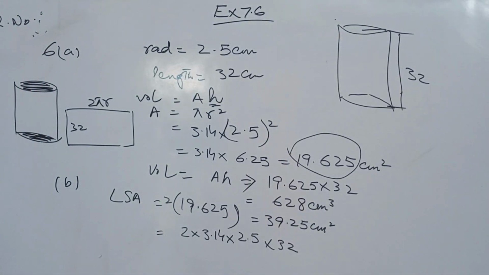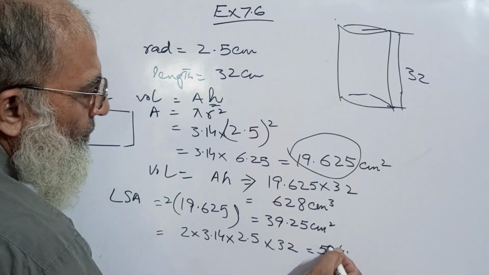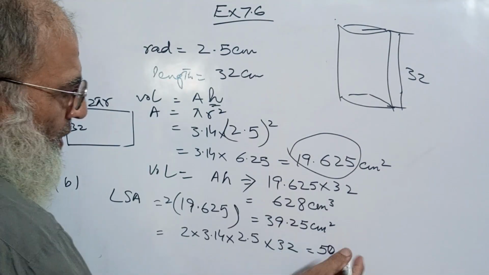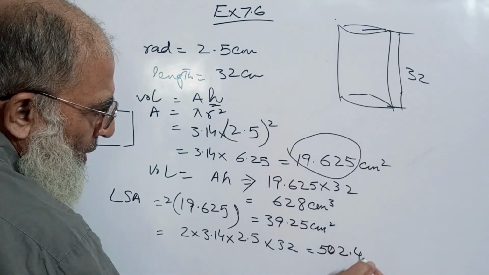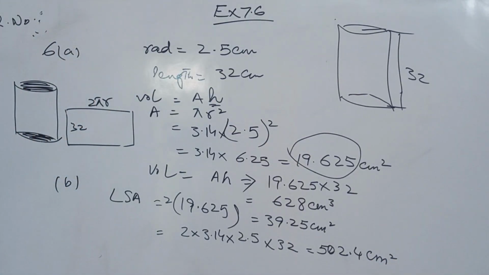Now this is the total story of lateral surface area. 2 multiplied by 3.14 multiplied by 2.5 multiplied by 32. So it will become 502.4 centimeters square. Okay, so this is the question.